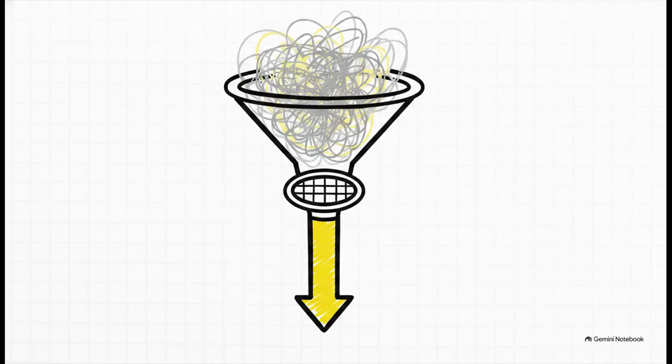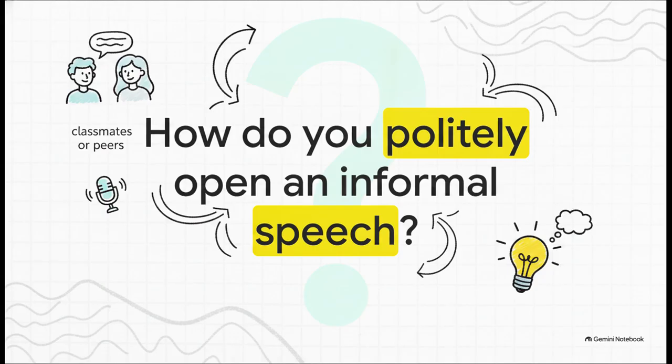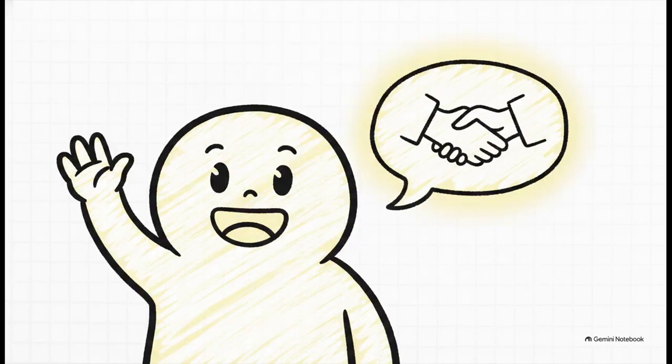Now for another quick formative check on our speaking skills. If you're asked to give an informal speech among your classmates or peers, how do you kick things off? You want to drop the highly formal ladies and gentlemen and instead use a warm hook with natural contractions. Something like, "Hi everyone, thanks for being here." Perfectly connects with your peers while still keeping it respectful.